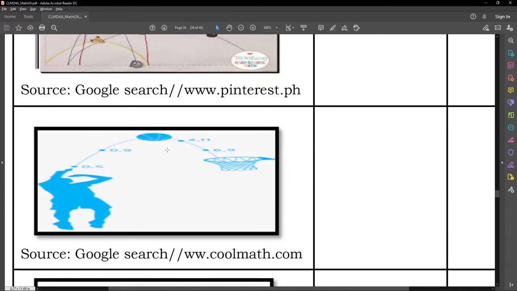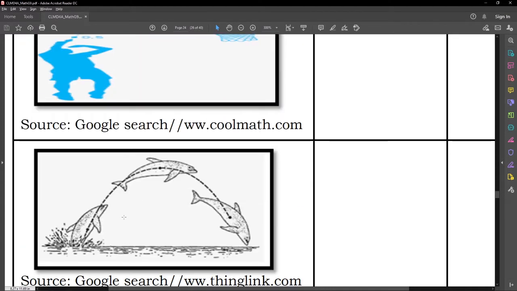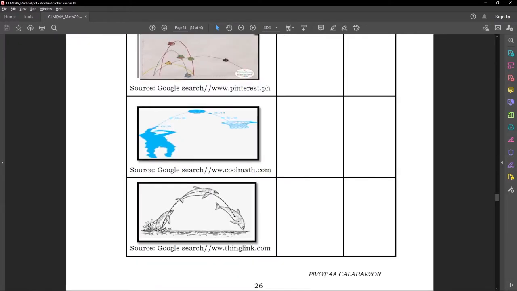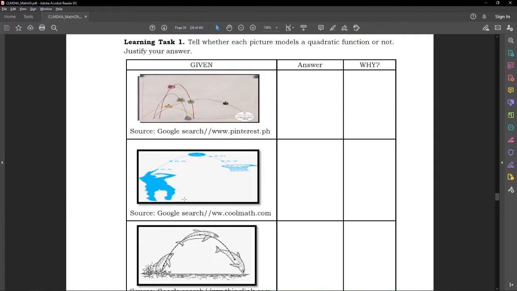Just like the second example, a man throwing a ball papunta sa isang basket. Basketball game. Parabola pa rin siya. And last, a dolphin or a fish jumps out of the water, then goes back to the water. That's an example also of a quadratic function. Bakit tinawag na quadratic function? Kasi nakabuo siya ng parabola. Okay po, naiintindihan? Next po natin.